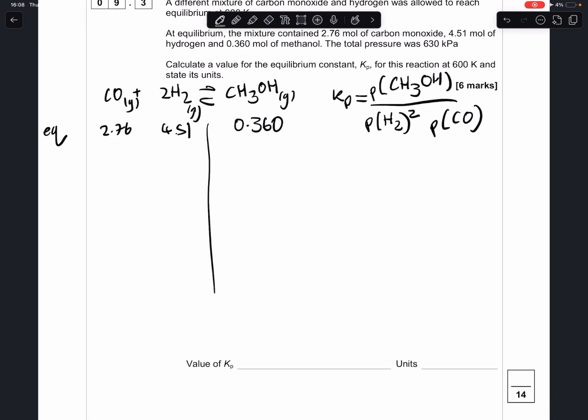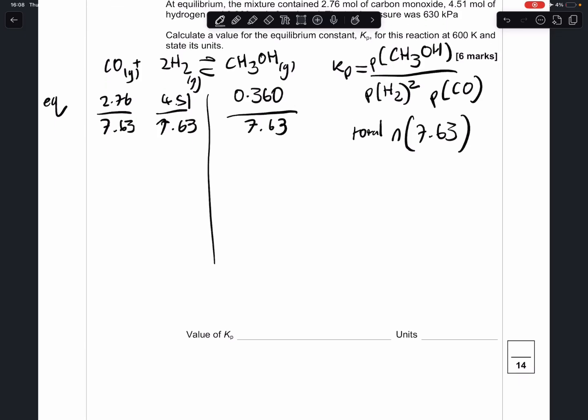So get the total moles by adding each of these: 2.76 plus 4.51 plus 0.360, and you will get your total moles to be 7.63. That is our total moles of all our gases. So if we divide each of these by 7.63, we will get our mole fraction for each one.